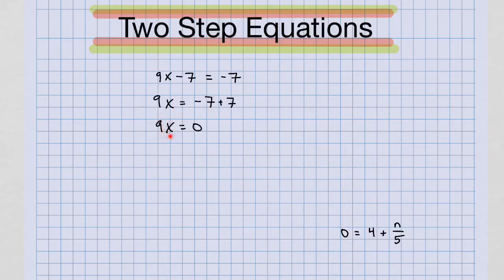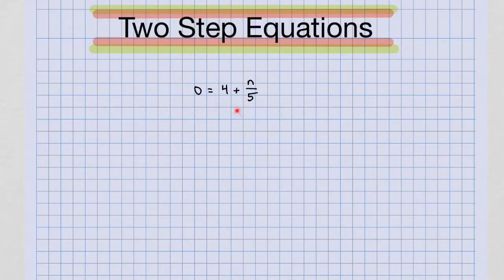Now we have x being multiplied by 9. To get rid of multiplication, we need to do division. Remember, to do anything across this equal sign, we have to do the opposite operation. Here the operation is multiplication. To get it across the equal sign, we need to do division. So dividing both sides by 9, we have x equals 0 divided by 9. Okay, 0 divided by anything is 0, so we're going to say x equals 0. There's our answer, x equals 0.